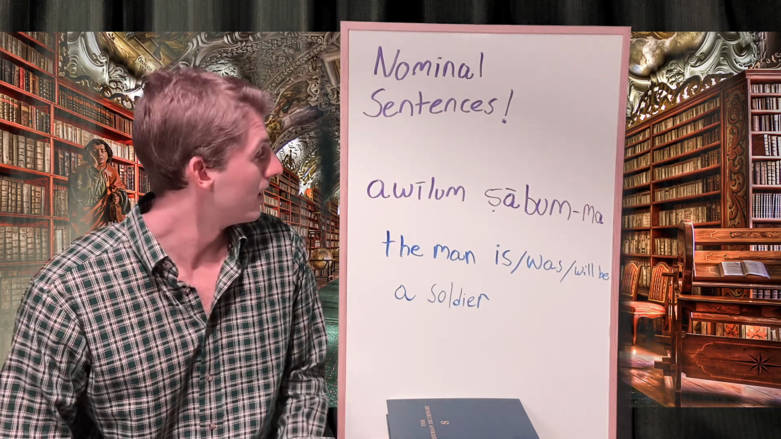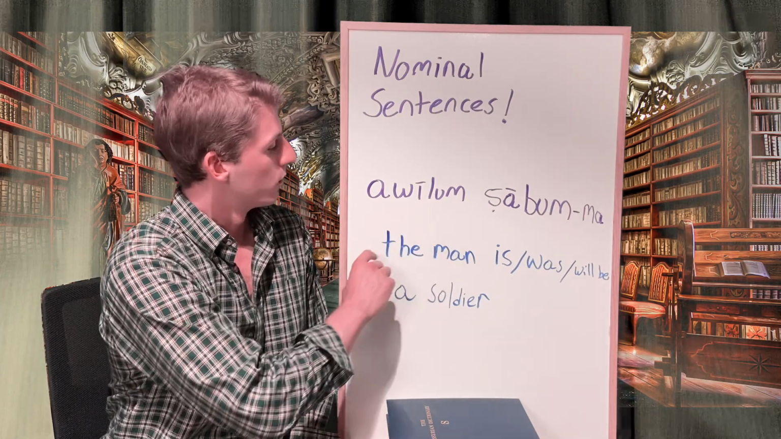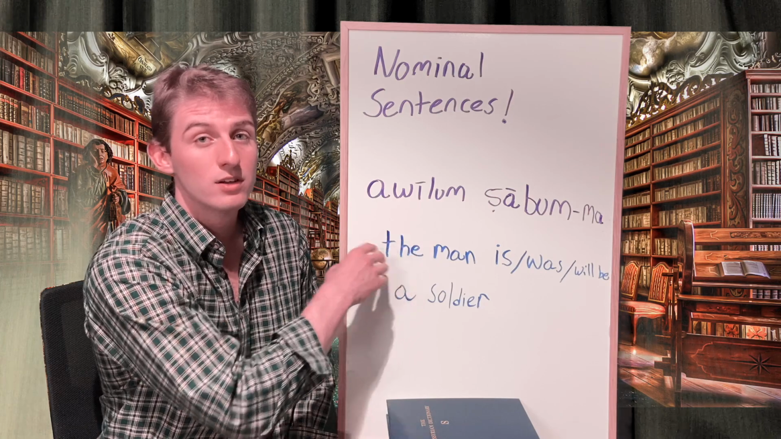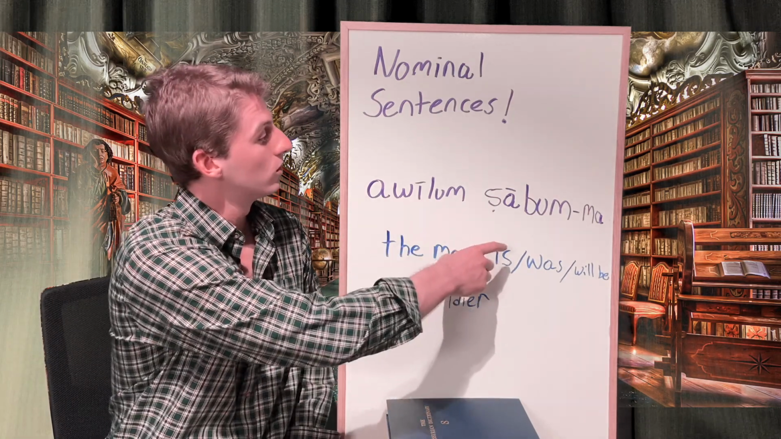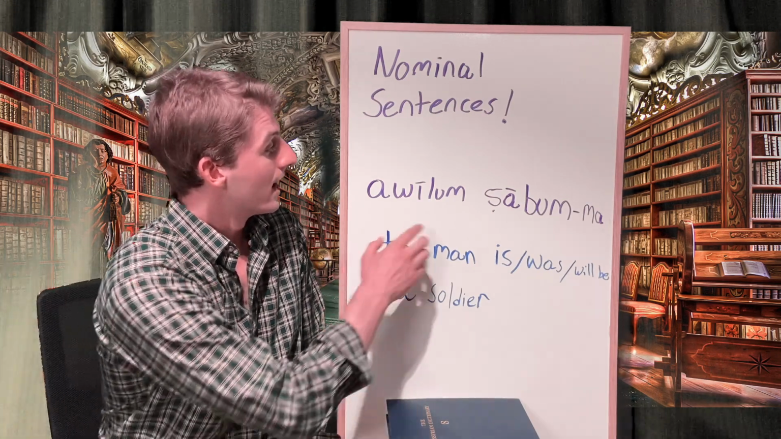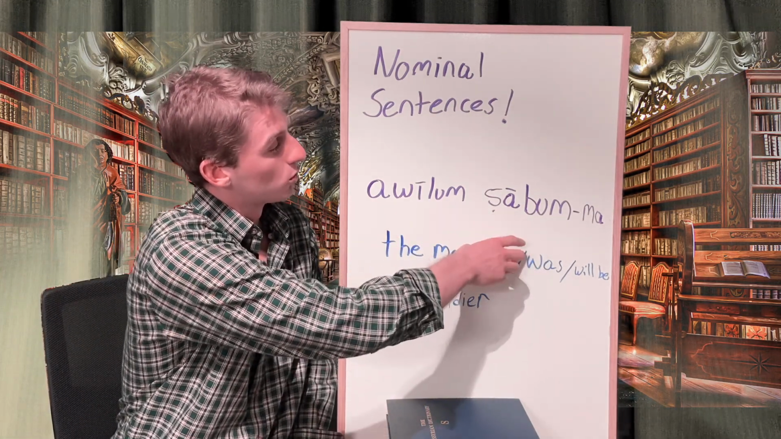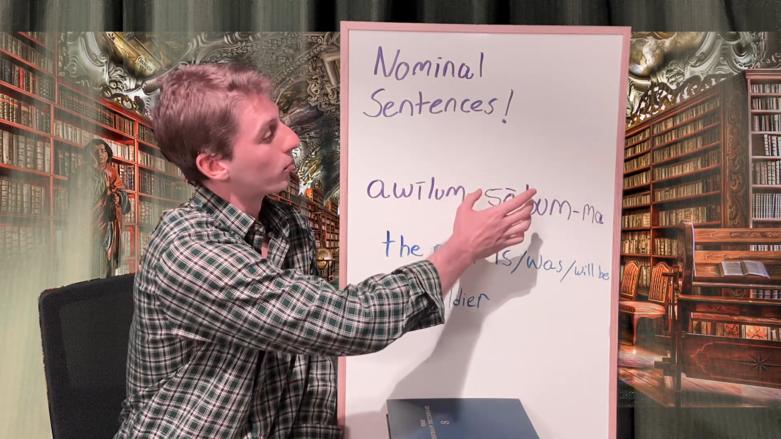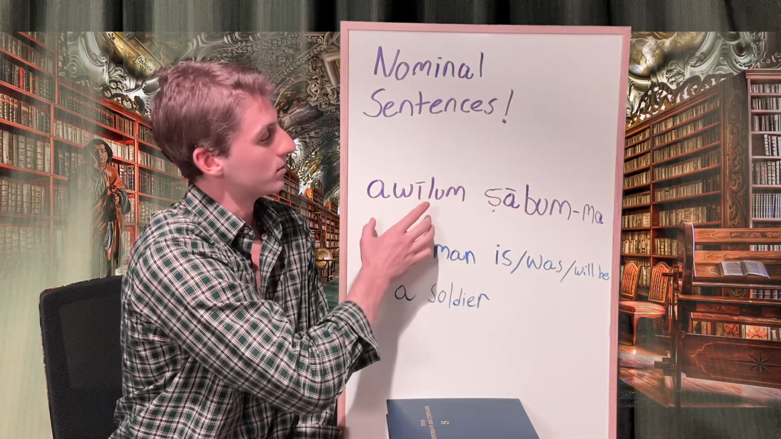When case endings can be found in nominal sentences, both the subject and the predicate will use nominative case endings. So here we have the word awilum, which means man, and since this comes first, it's going to be our subject. So because these case endings are completely identical, word order is going to be important when translating a nominal sentence. Next we have the word sabum, which means soldier, and because this is after the subject awilum, it's going to be our predicate, which is going to be modifying the subject.